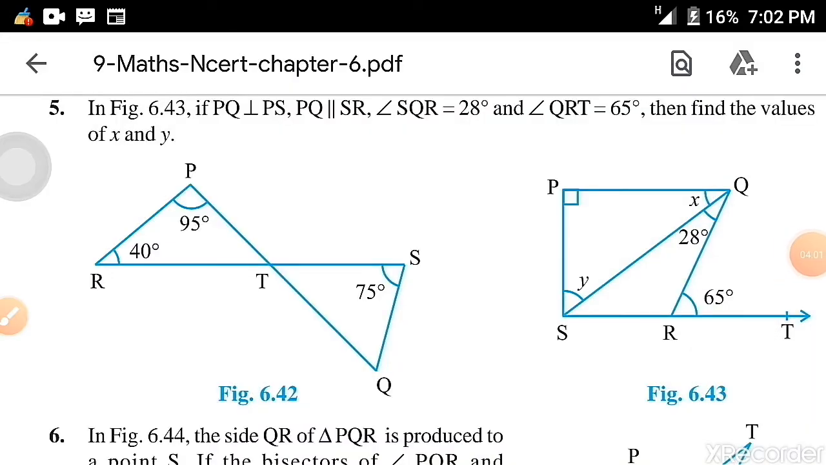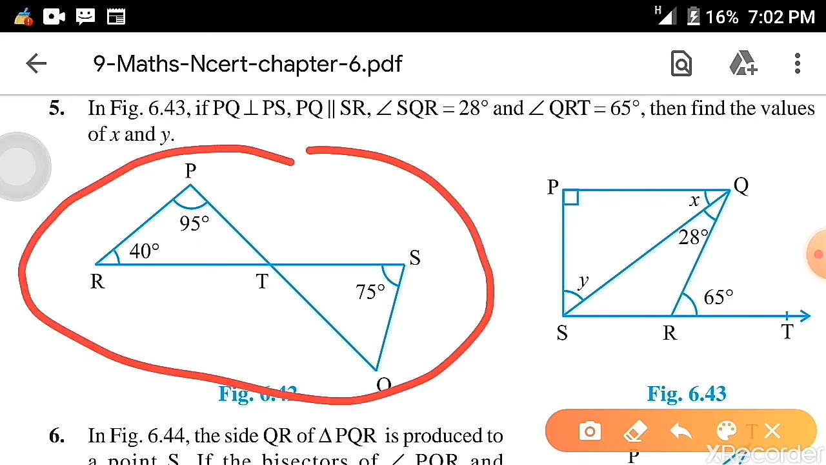Now you can see that the next question, this is the figure of question number 4. You can see that everything is mentioned, the three angles, angle P, angle R and angle S are given, and we have to find out angle SQT. So how will we find it out?